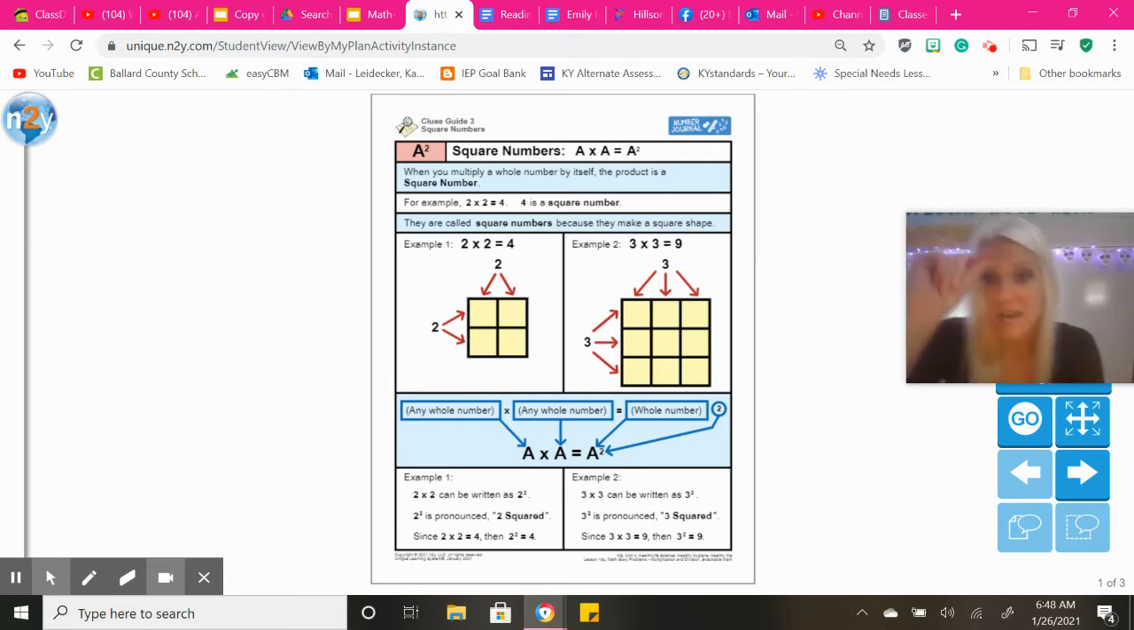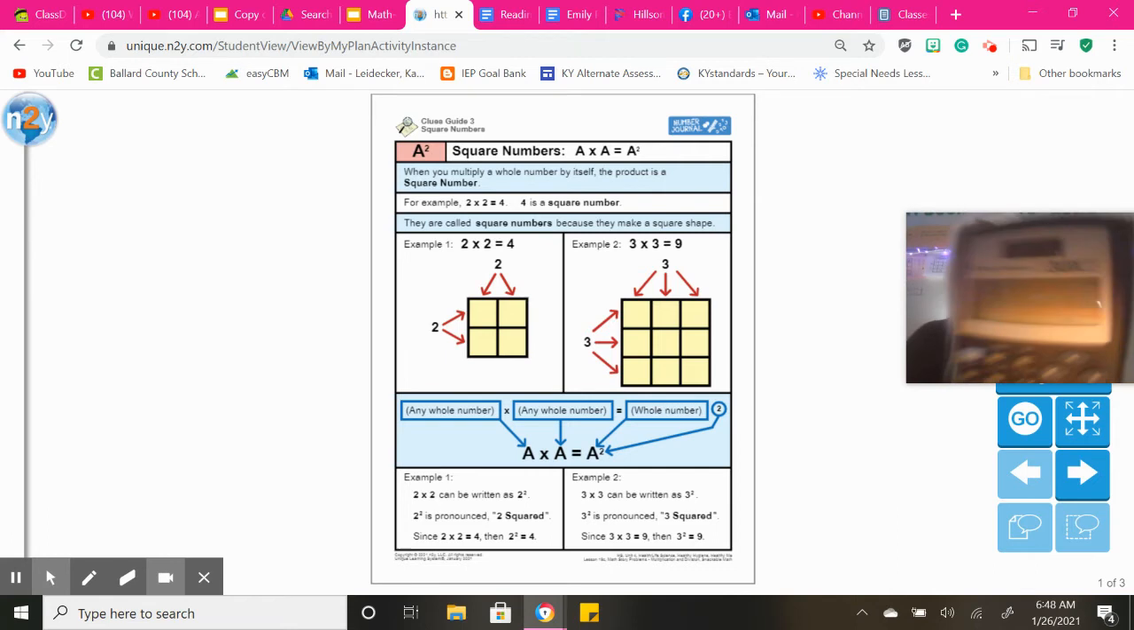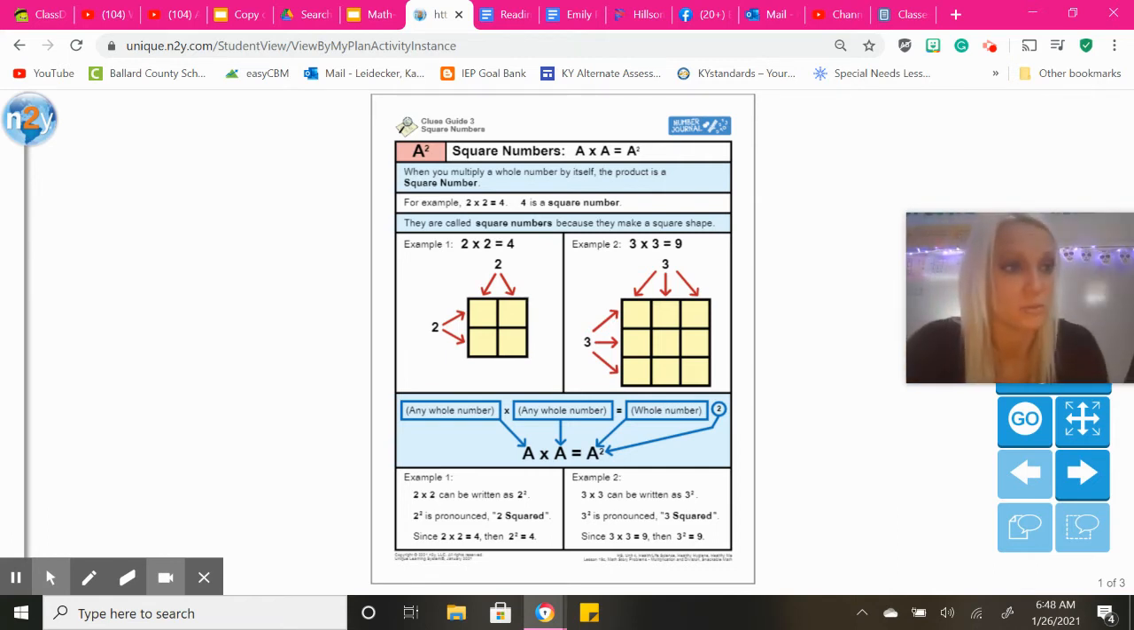So the caret makes that go up. That's why there's a little arrow there, to make that go up, okay? And so I'm going to put 2. So 2 to the second power, or 2 squared, is how it's pronounced. 2 times 2 equals 4, then 2 to the second power.